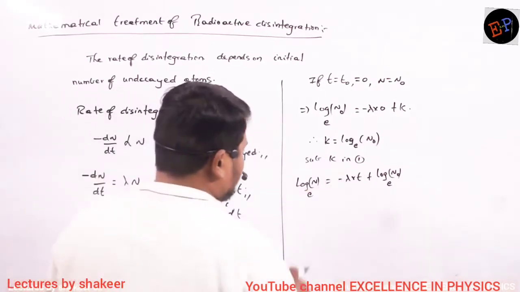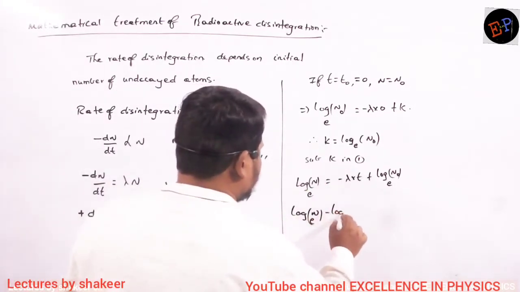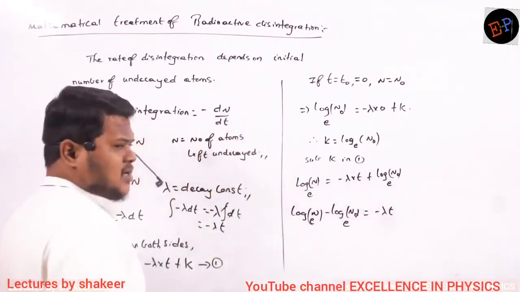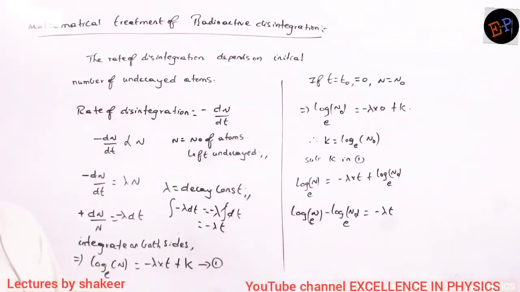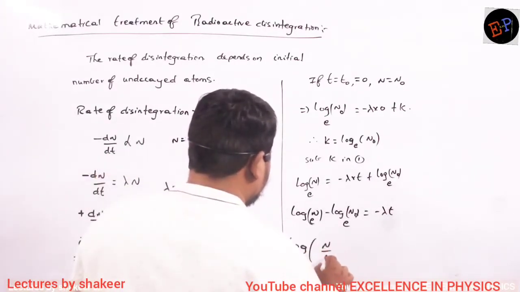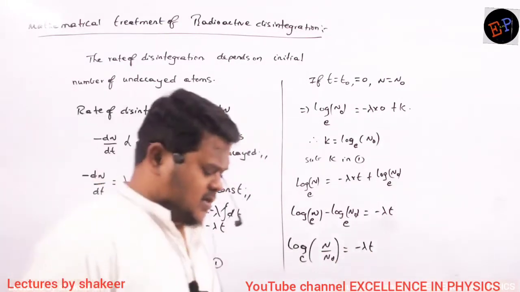Now, take all log values on one side. So log n to the base e minus log n naught to the base e is equal to minus lambda into t. So log m minus log n is log m by n. That is the rule. Therefore log to the base e n divided by n naught is equal to minus lambda into t. Okay, so I got the relation up to here.